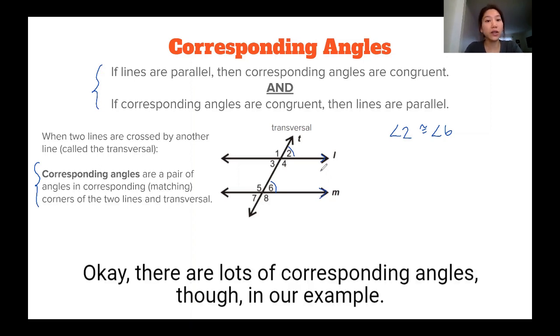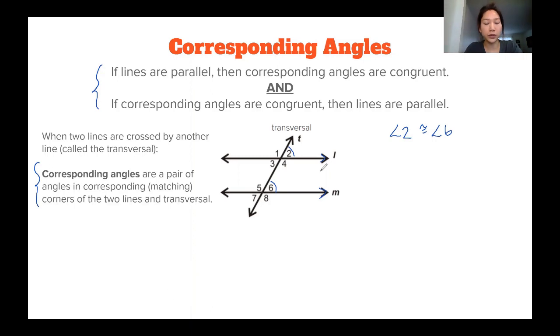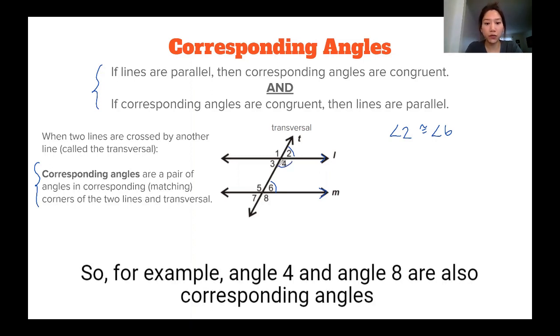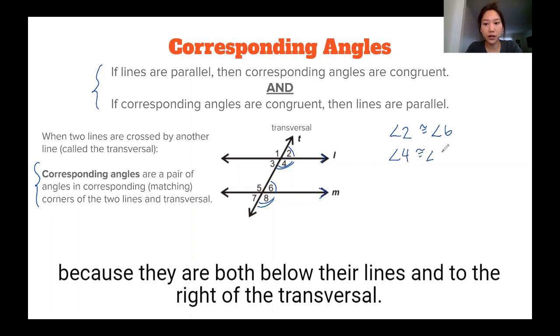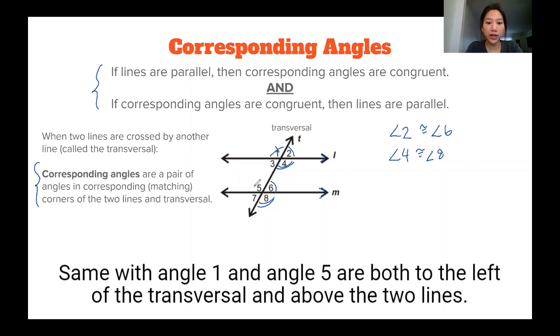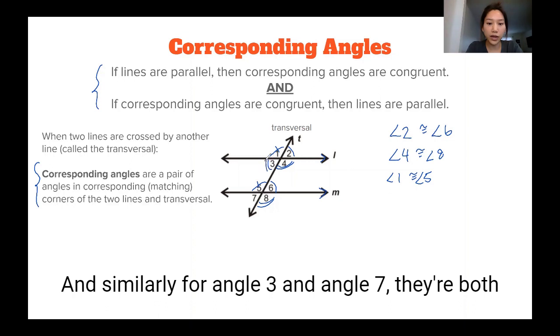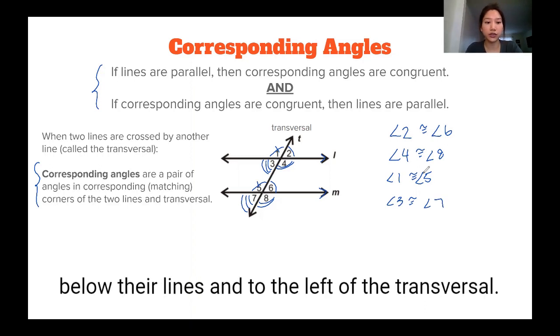There are lots of corresponding angles in our example, so let's just list them out. For example, angle 4 and angle 8 are also corresponding angles because they are both below their lines and to the right of the transversal. Same with angle 1 and angle 5, which are both to the left of the transversal and above the two lines, and similarly for angle 3 and angle 7. They're both below their lines and to the left of the transversal.